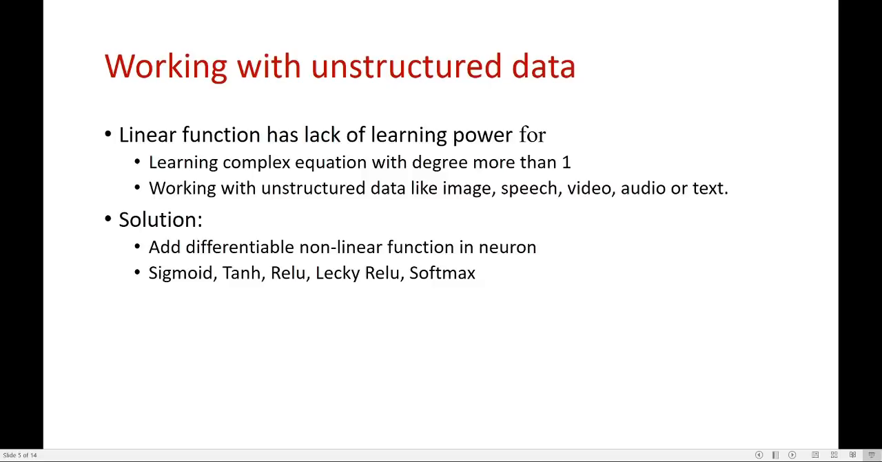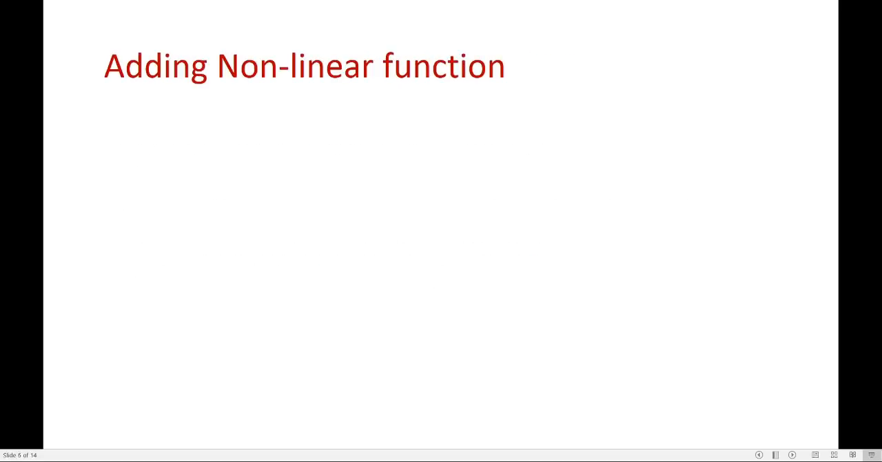Another case is when we want to work with unstructured data like image, speech, video, audio, or text. A linear function fails to identify the relationship between dependent and independent variables. So we have a solution for this, and the solution is adding a non-linearity function in the neuron. There are different non-linear functions available. First is sigmoid, then we have tanh, ReLu, Leaky ReLu, and finally we have the Softmax activation function.